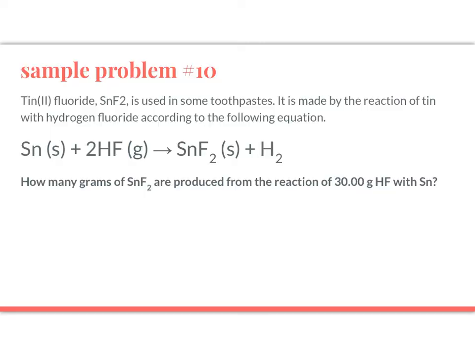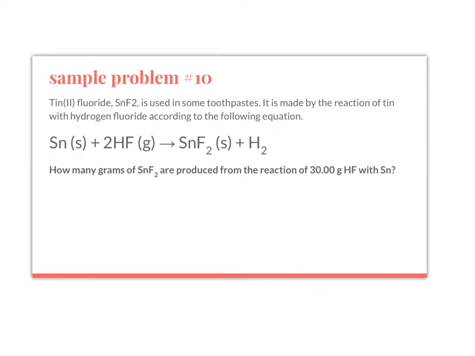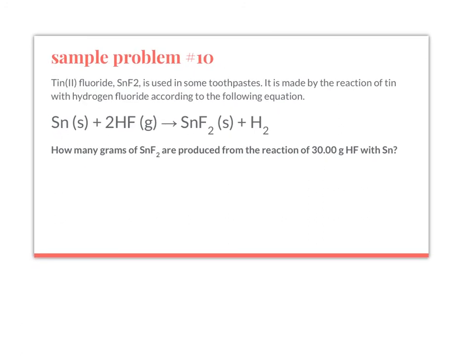Okay, sample problem 10 is taking it a step further, but we know how to do it. So it says tin 2 fluoride, which is SnF2, is used in some toothpastes, which you might be like, what? But fluoride is an additive in most toothpastes and most water because it prevents cavities. It is made by the reaction of tin with hydrogen fluoride according to the following equation. Okay, I give you the equation. Feeling nice? Let's make sure it's balanced.